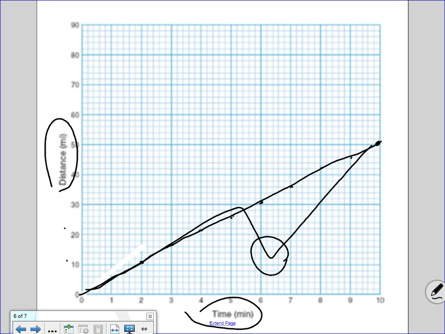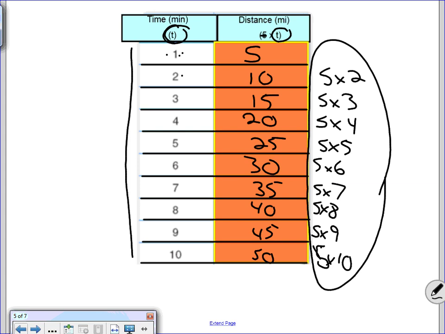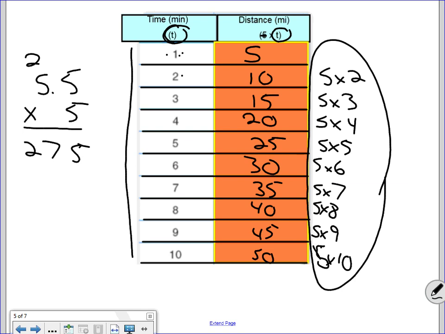Even if it's like 6.5. Let's do that really quick. Let's say we want to know how far the plane has traveled in 5.5 minutes. Well, it's going at 5 miles per minute. We're going to go 5 times 5 is 25. 5 times .5 is 2.5, so 25 plus 2.5 is 27.5. I have a decimal, 27.5. So at 5.5 minutes, it went 27.5.